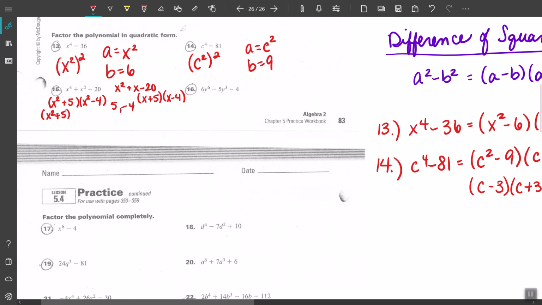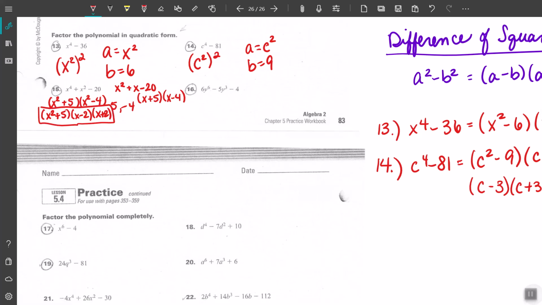We can't do anything with that. And then we're going to write this out as a difference of two squares, which takes that pattern a minus b times a plus b. And now we are done factoring this.